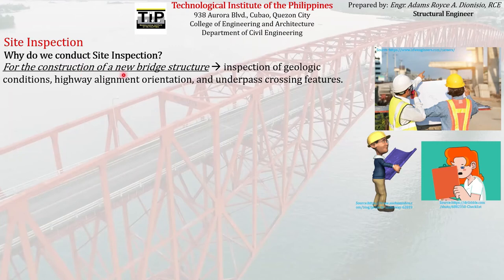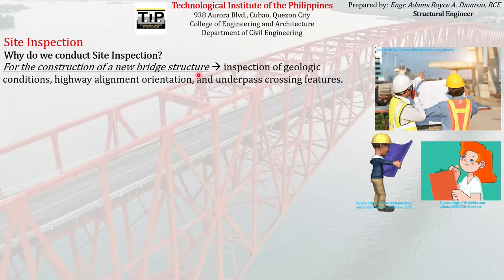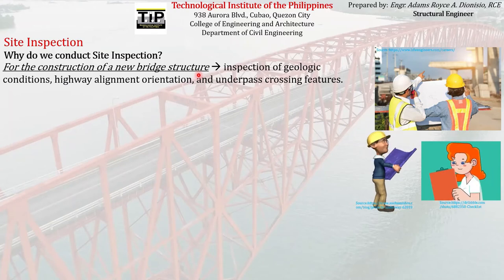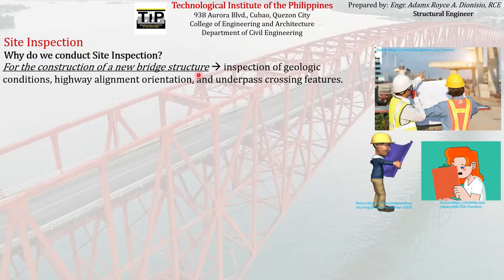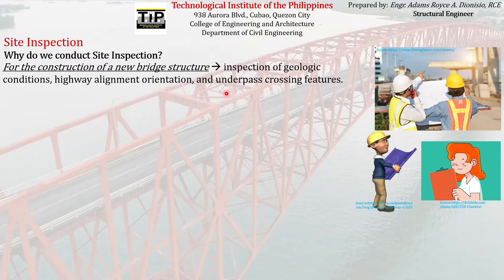The first reason why we conduct site inspection is for the construction of a new bridge structure. So there is no existing structure on the particular location, and we will just be building a new bridge structure on that particular site. So why do we need to inspect the site first before we design and construct a new bridge there? We need to conduct site inspection there to inspect the geologic conditions, the highway alignment orientation, and underpass crossing features, because these things can affect the design and construction of a new bridge in a particular location.